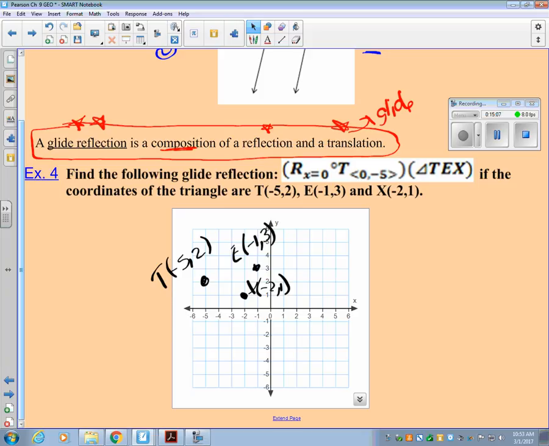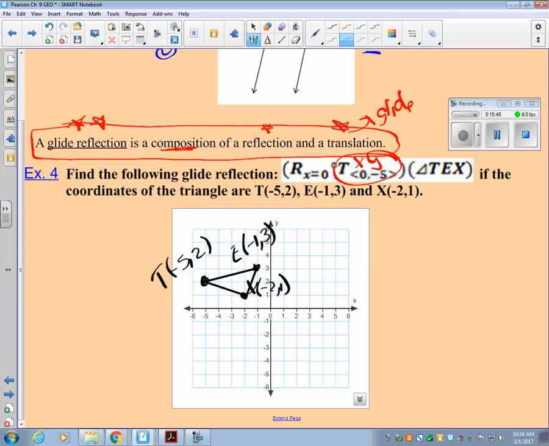I'm going to use my line tool to make my triangle so it's actually a nice triangle. So we start out with TEX, and because we go from inside out, we're going to do this translation first. This is our glide part in our glide reflection. We translate it 0 units on the X and -5 units on the Y. So essentially I'm moving all of my coordinates down 5.